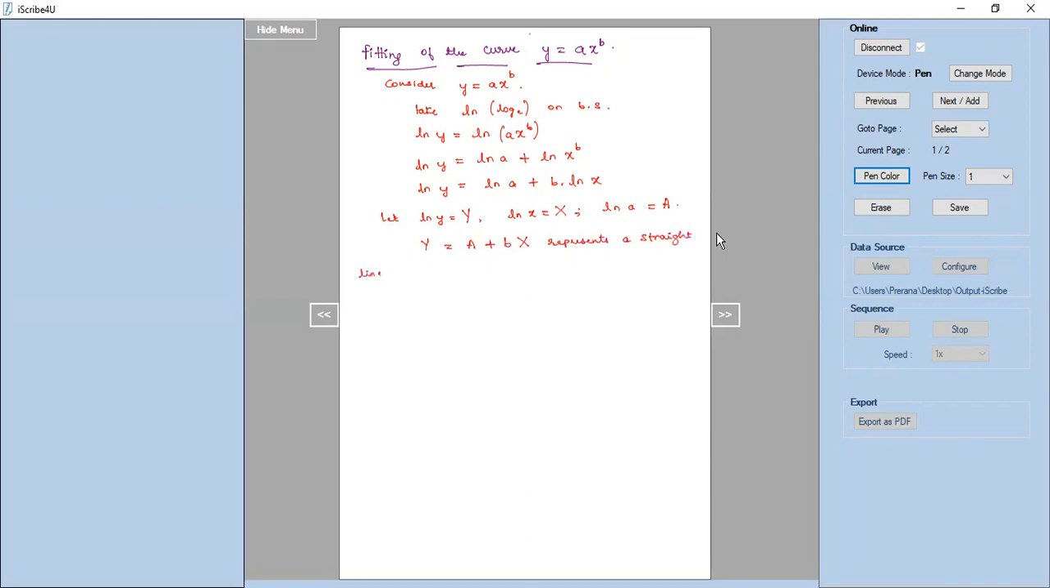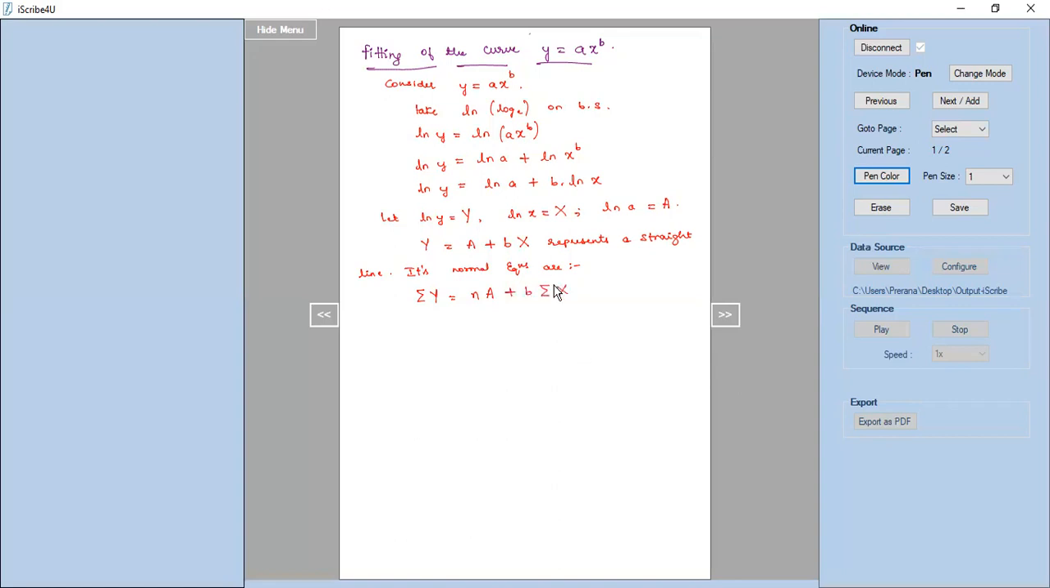And we are already familiar with how to write down the normal equations for a straight line. So its normal equations are sigma capital Y is equal to NA, because A is added n times. We are actually representing sigma A, and sigma means summation, so we are summing up A n times, which gives us NA plus B into sigma X. This is the first equation.